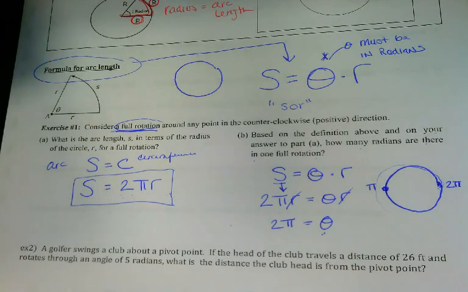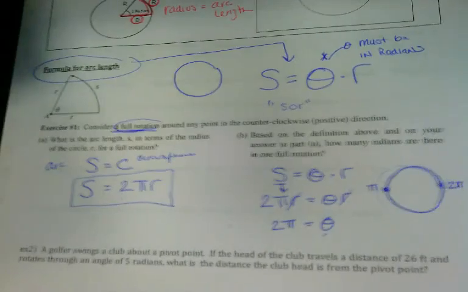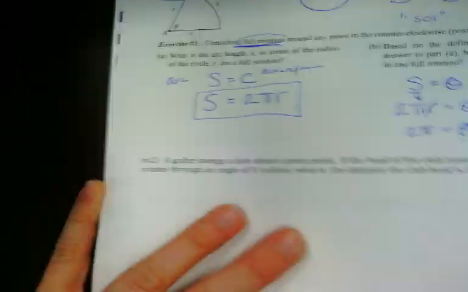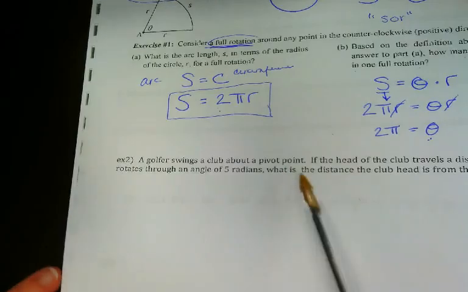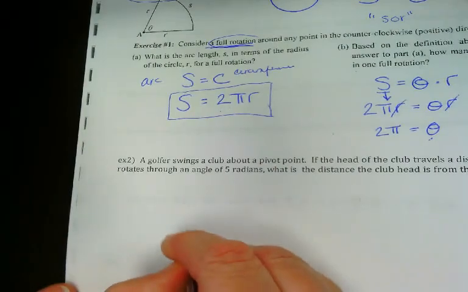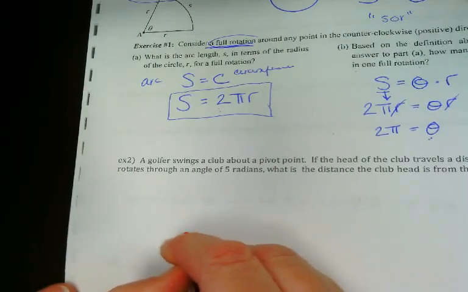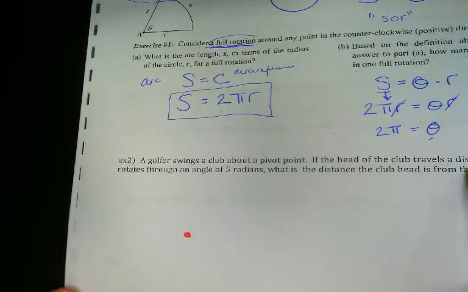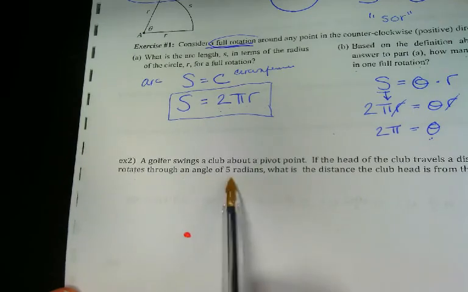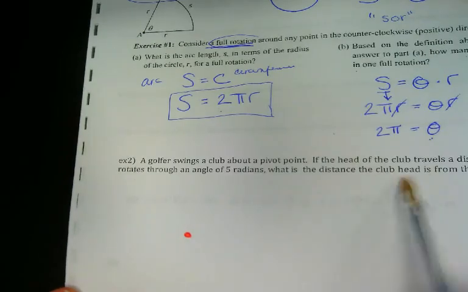All right, so flip back to this. Here's a typical question. It says a golfer swings a club around a pivot point. Can everyone picture a golfer? Here's his pivot point, his pivot foot. Think basketball, golfing, you've got a pivot foot. If the head of the club travels a distance of 26 feet and rotates through an angle of 5 radians, what is the distance the club head is from the pivot point?